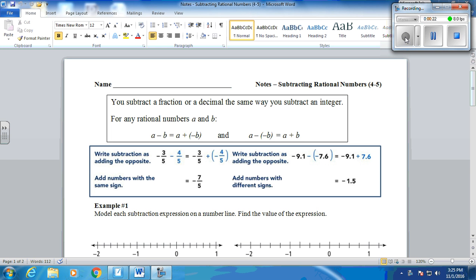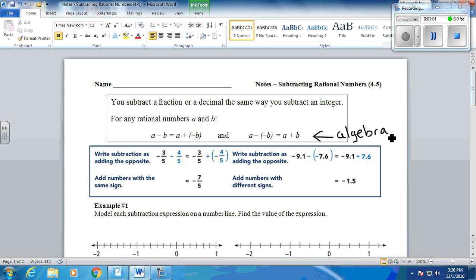Let's recall that rational numbers are decimals, fractions, integers, whole numbers. For any rational numbers A and B, you are going to rewrite your subtraction problems as addition problems. So A minus B becomes A plus negative B, and A minus negative B becomes A plus positive B. Okay? Just another quick little example here showing us with fractions and decimals, because sometimes we don't like to see things written algebraically. People like to see things with arithmetic, which means numbers.